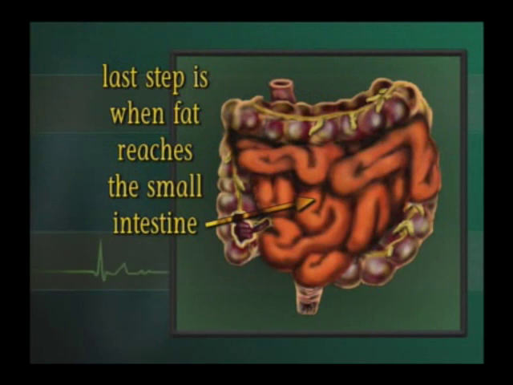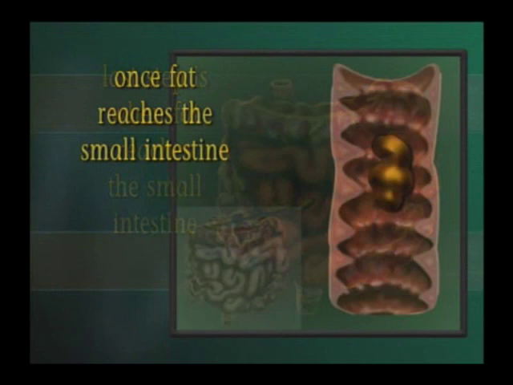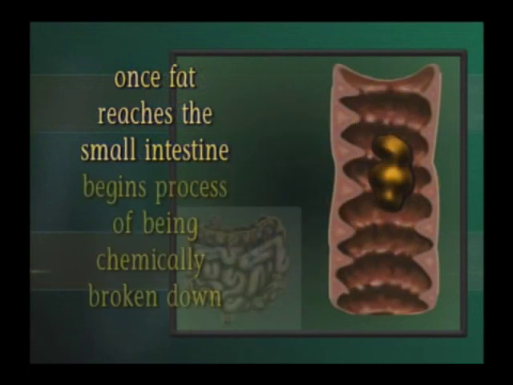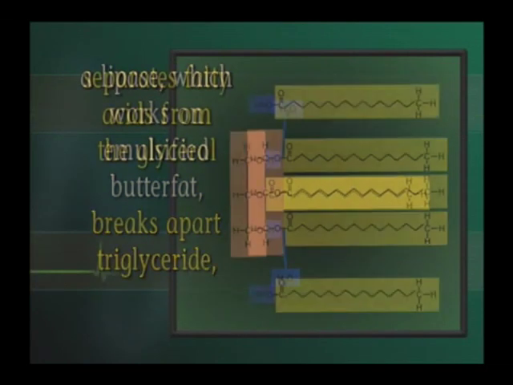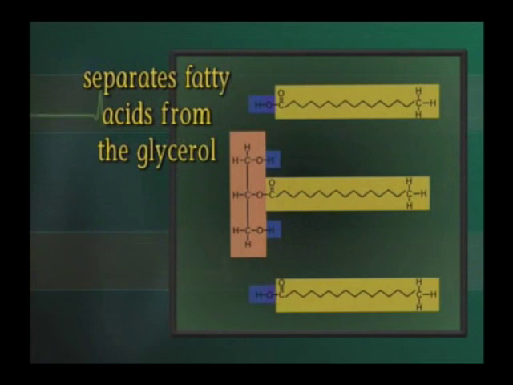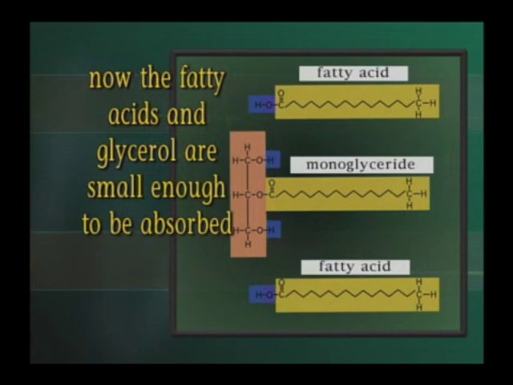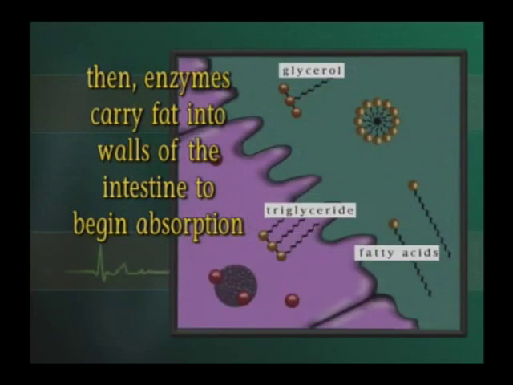The last step in the fat digestion process is when the fat reaches the small intestine. Once fat reaches the small intestine, it begins the process of being chemically broken down. A lipase, which works on emulsified butterfat, breaks apart the triglyceride, separating the fatty acids from the glycerol. Now the fatty acids and the glycerol are small enough to be absorbed. Then, enzymes carry the fat into the walls of the small intestine to begin the process of absorption.